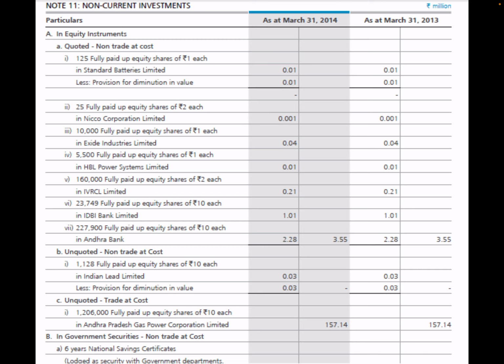The next line item is long-term loans and advances, which stands at rupees 56.7 crores. These are loans and advances given out by the company to other group companies, employees, suppliers, vendors, etc. The last line item under the non-current asset is other non-current asset, which is at rupees 0.122 crores, which includes other miscellaneous long-term assets.